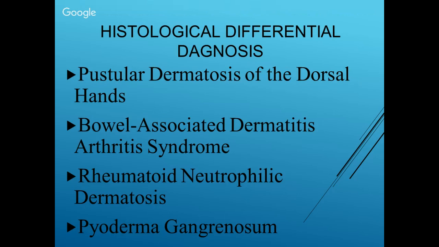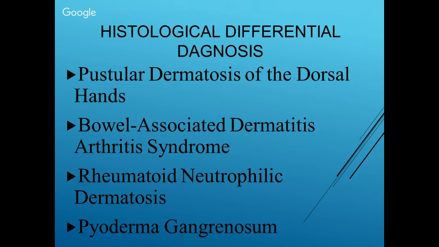There are other conditions that can present exactly the same way. So that is the reason the clinical input is very important. Pustular dermatosis of the dorsal hand, bowel associated dermatitis arthritis syndrome, rheumatoid neutrophilic dermatosis, pyoderma gangrenosum, all these conditions are going to present exactly the same way as Sweet's. So that is the reason you first have to decide what is the reaction pattern. Perivascular inflammation, neutrophilic dermatosis.